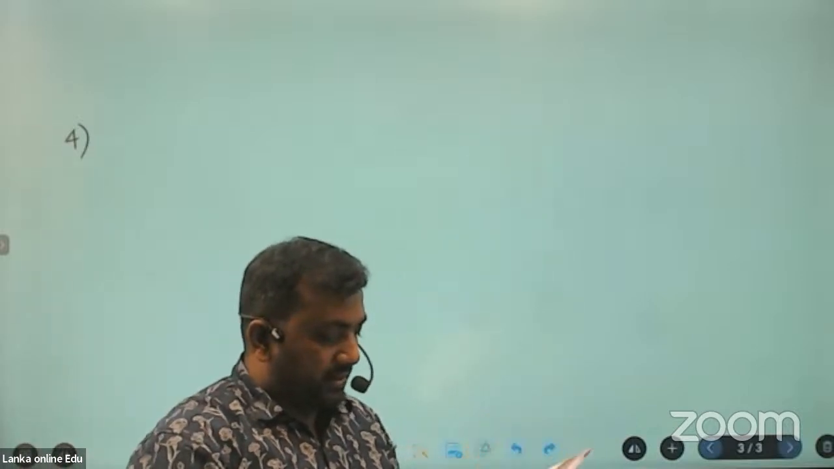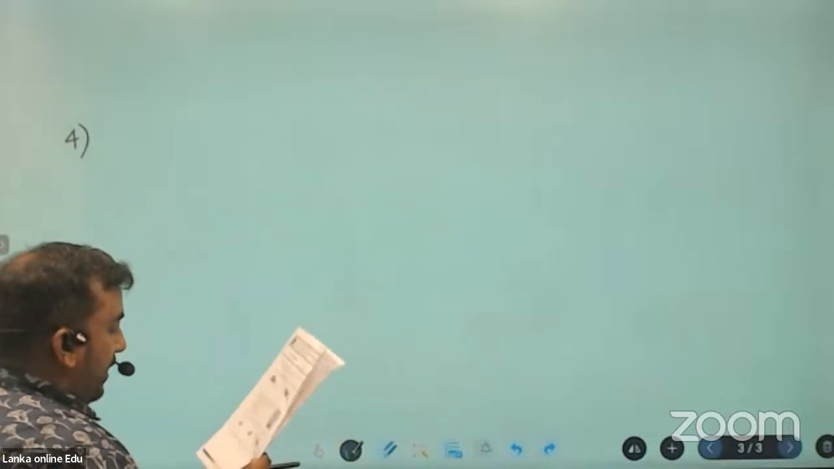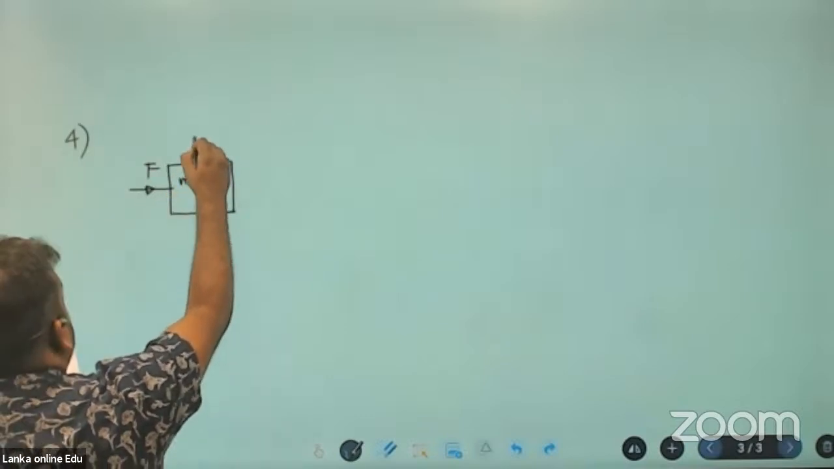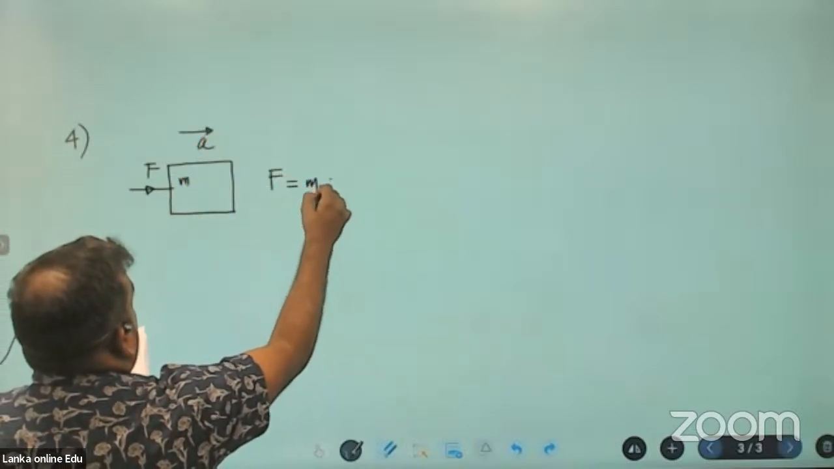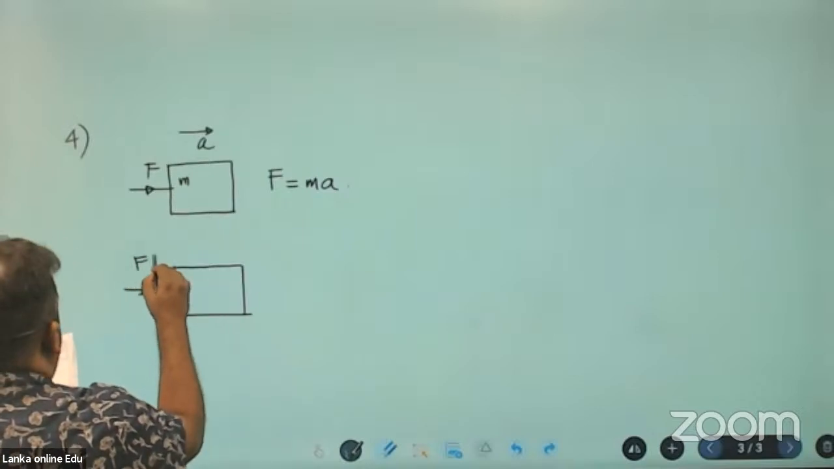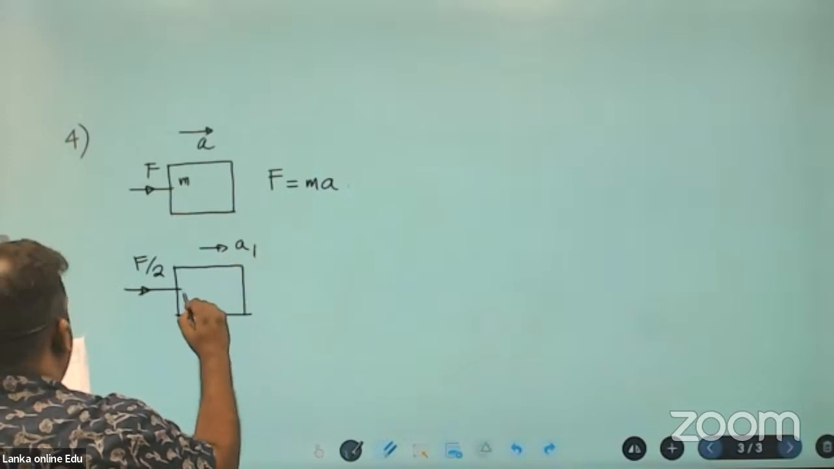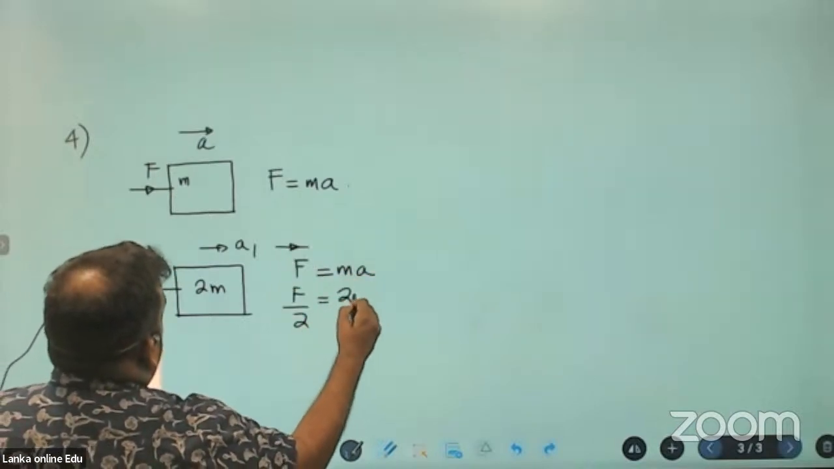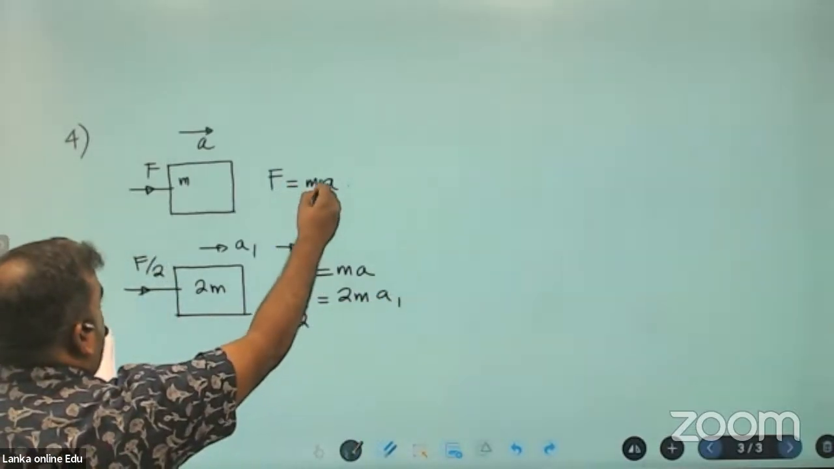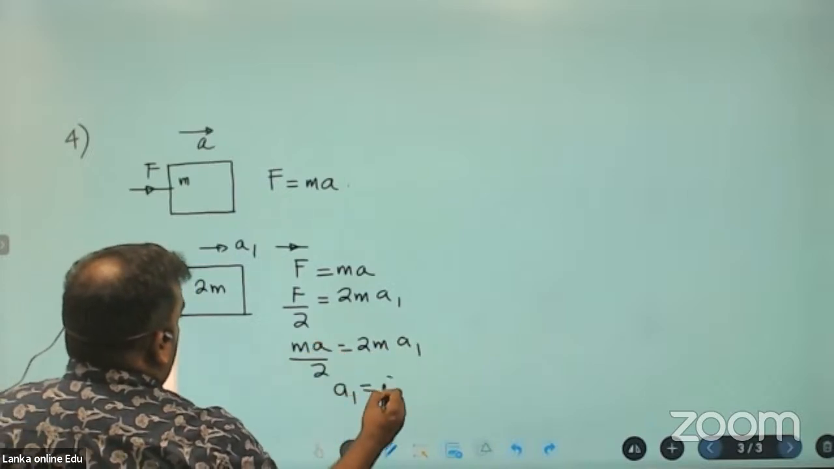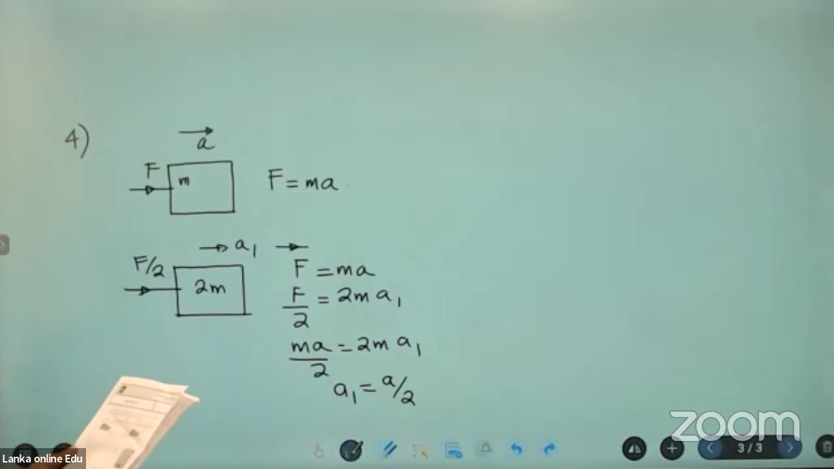Question number 4. Accelerations of masses kept on a smooth horizontal floor due to three horizontal forces are shown in the figure. What is the ratio of A1 over A2? So here there is a mass. Force is F, mass is M, acceleration A. Here you can say F is equal to MA. Here, force is F over 2, acceleration A1, mass is 2m. If I apply F equals ma forward, F divided by 2 equals 2m times A1. With F equal to ma, ma divided by 2 equals 2m times A1, m's cancel off, A1 is A divided by 2.